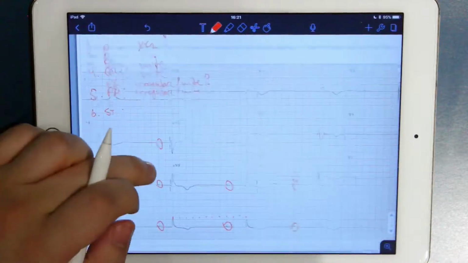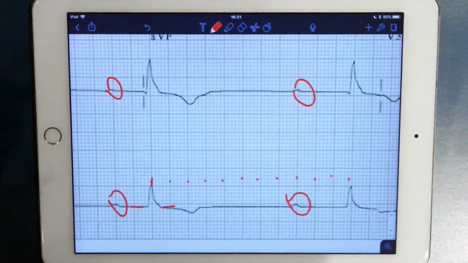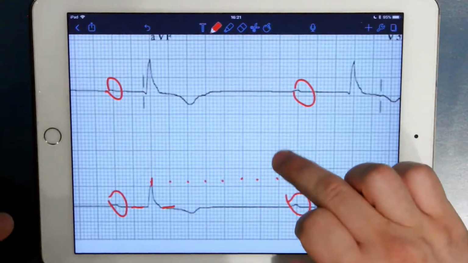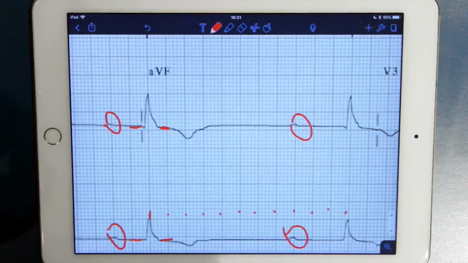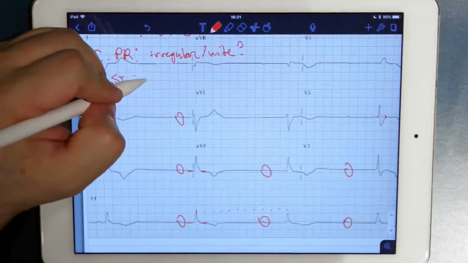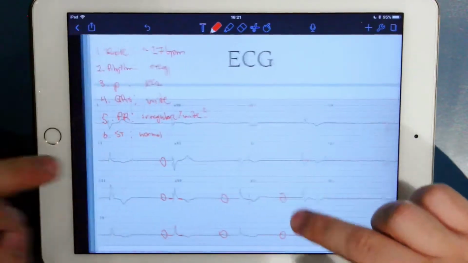ST segment. Isoelectric line is right there. ST segment there. No real changes, maybe ½ millimeter, but that's non-significant. Same thing in a different lead. So we'll call the ST segment normal. So what does this tell us about our clinical picture?